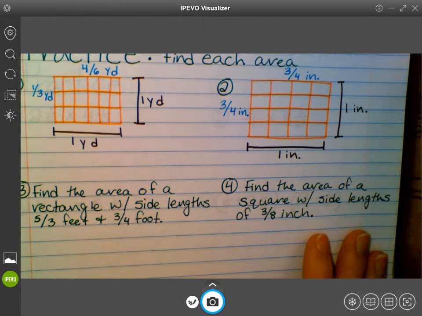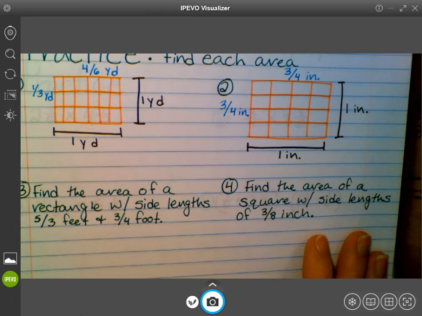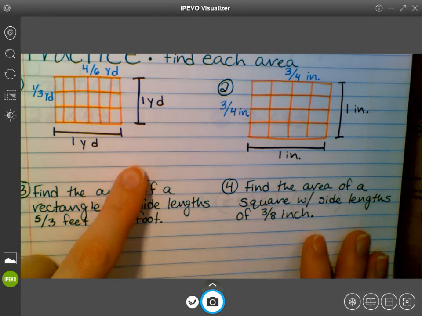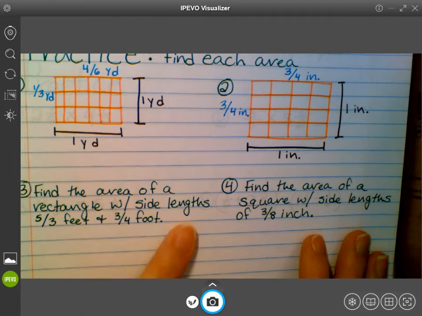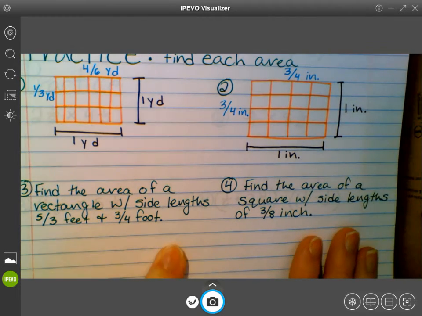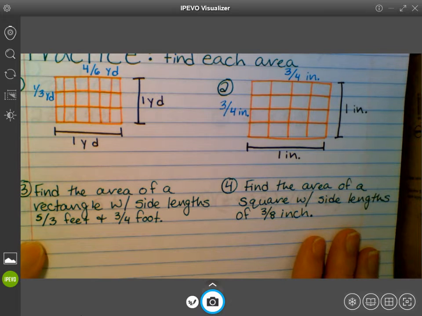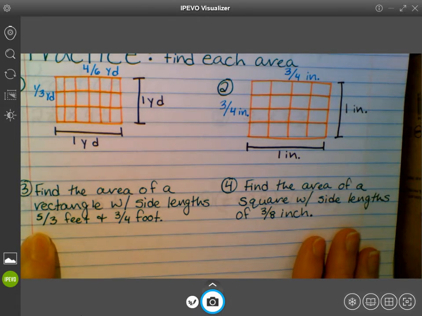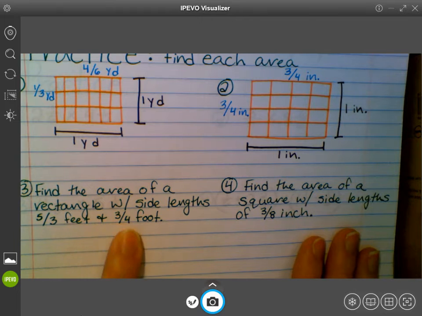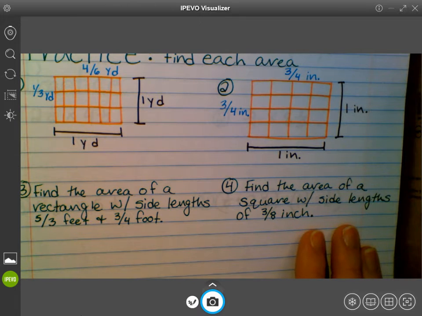Then number 3 and 4, they're just two word problems asking you to find the area. We've had practice with seeing a rectangle with its dimensions labeled, so I wanted us to have practice with these grid kind of problems and practice with word problems. Number 3 says, find the area of a rectangle with side lengths of 5/3 of a foot and 3/4 of a foot, or 5/3 feet and 3/4 foot. And then number 4, find the area of a square with side lengths of 3/8 of an inch.